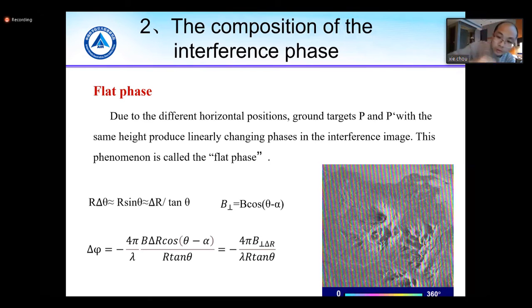The change of phase difference, as shown in this figure, is also called the regular fringe change. Moreover, the flat earth fringe is very dense, often covering the topographic fringes, causing the interferometric fringe to look like a dense flat fringe. And then we should remove the flat earth fringe first.